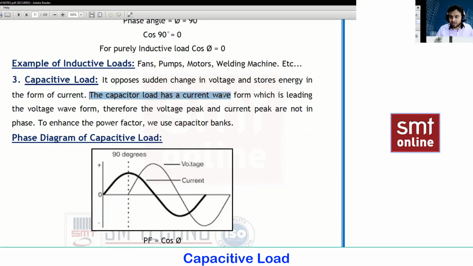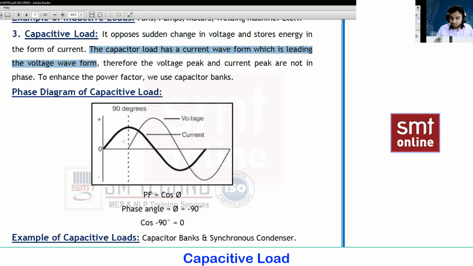The capacitive load has a current waveform which is leading the voltage waveform. So here it is totally reverse. You can see the voltage and current. The current is already stored in the second quadrant. This region is nothing but your capacitive region. So whatever extra current we need will be given from your capacitor.